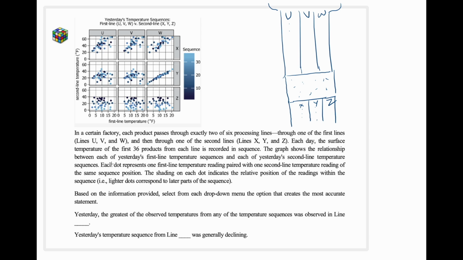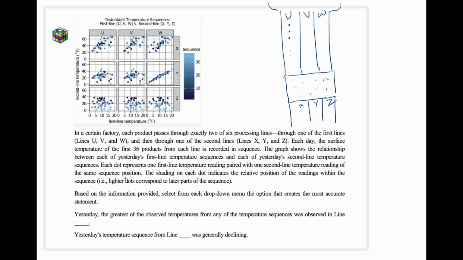Each day, the surface temperature of the first 36 products from each line is recorded in sequence. So when the first product comes, then temperature is recorded, then the second product, the temperature is recorded, then this moves forward, third product's temperature is recorded, etc. So the temperature of the first 36 products is recorded in this way.